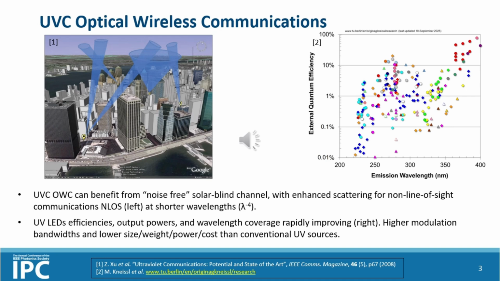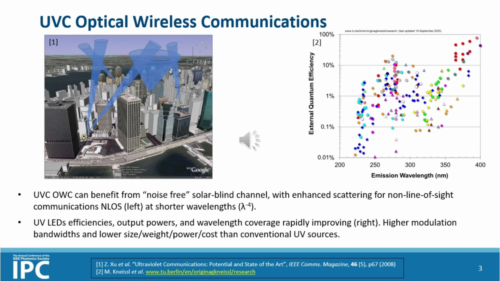Now I'll introduce why we are interested in using ultraviolet light for optical wireless communication. So first of all, if we can operate the link in the UVC part of the spectrum between 200 and 280 nanometers, we can essentially operate in a noise-free environment where there's little to no ambient background to compete against, either from artificial or natural sources, unlike in the visible and the infrared.